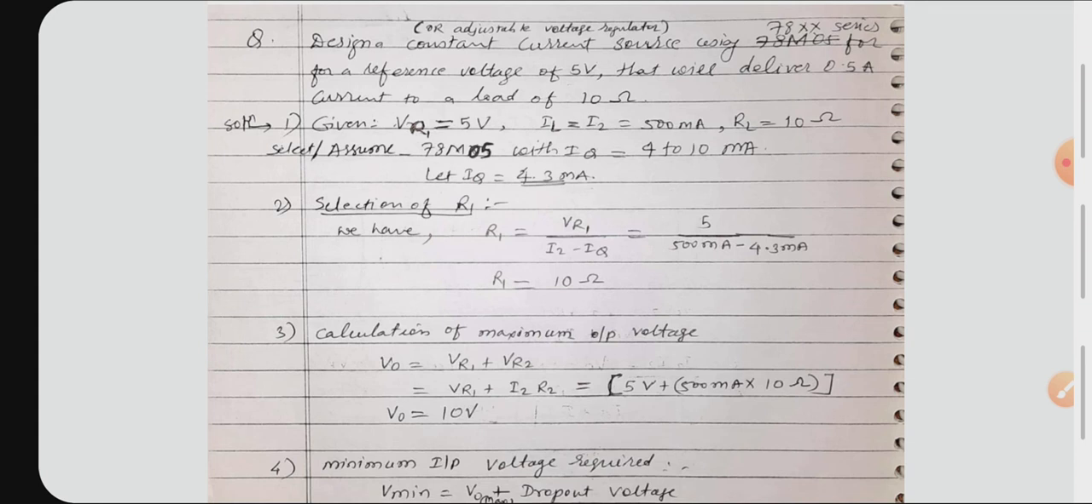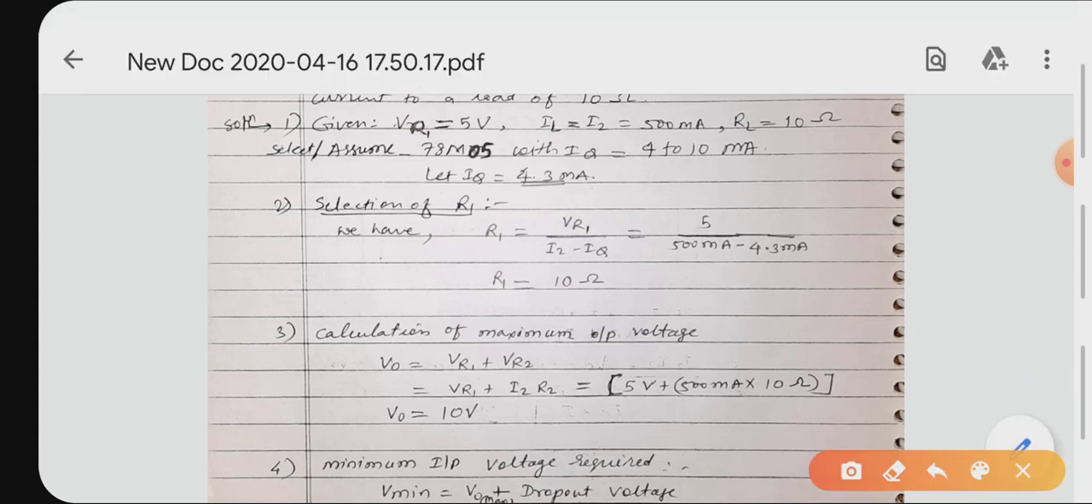Again, usually the first step is given. What is given? VR1 equal to 5 volt reference voltage. IL is nothing but equal to I2, 500 milliampere given in the problem, 0.5 ampere. RL is 10 ohm. So let us assume 78M05 IC. IQ you can assume from 4 to 10 milliampere. For this problem, let us assume IQ is equal to 4.3 milliampere.